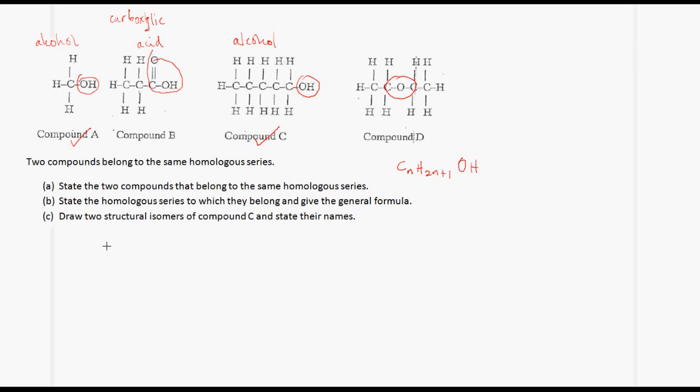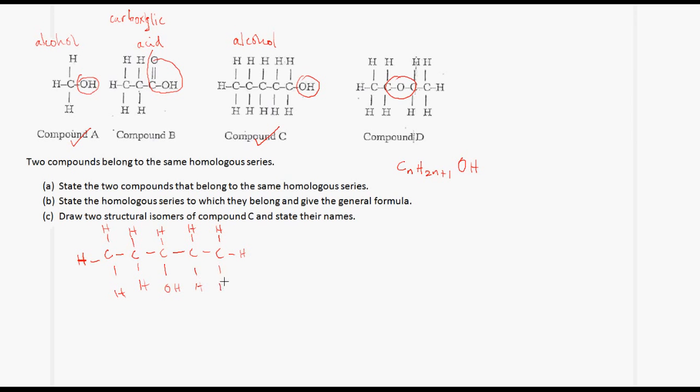Now, they want 2 structural isomers. So all you really need to do is to move around the OH group. So we have 1, 2, 3, 4, 5 carbon atoms. So you can put an OH somewhere in the middle. Now remember, a structural isomer, they have the same molecular formula but different structural formula. So all I've done in this question here is move the OH group.